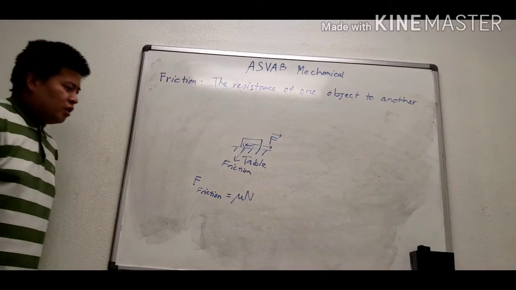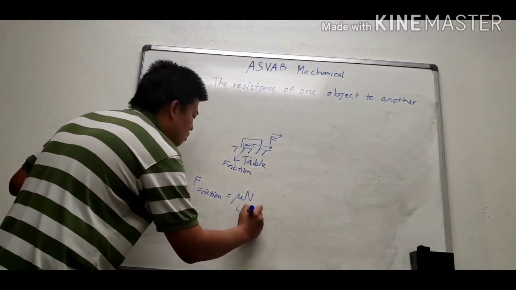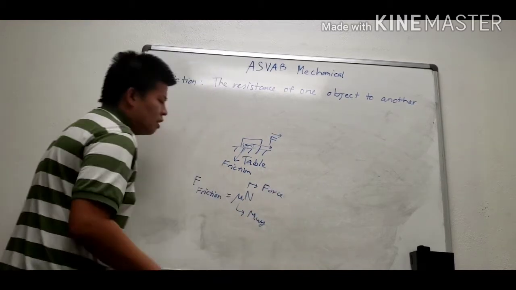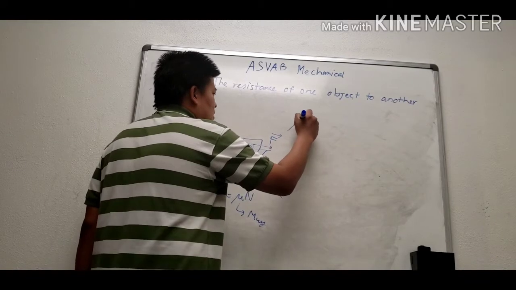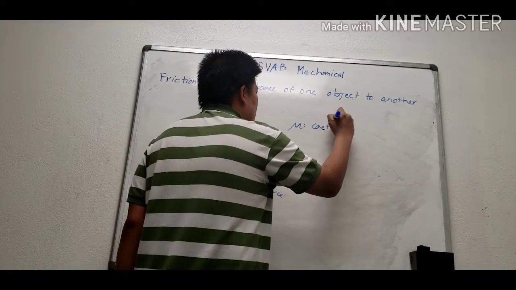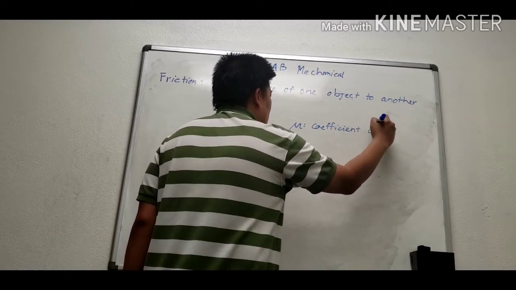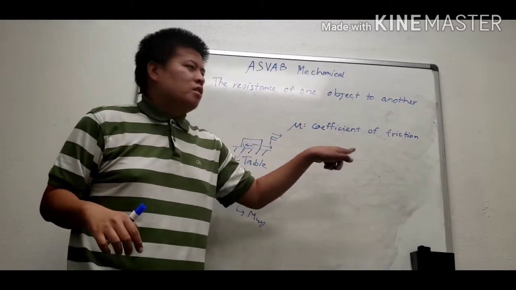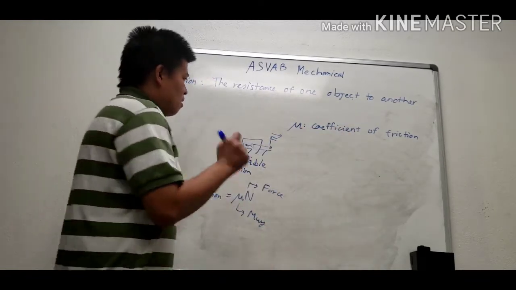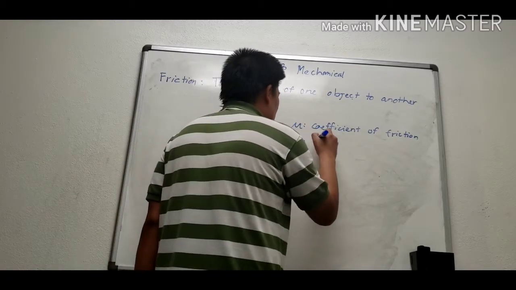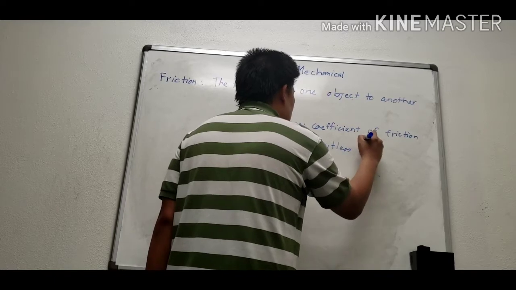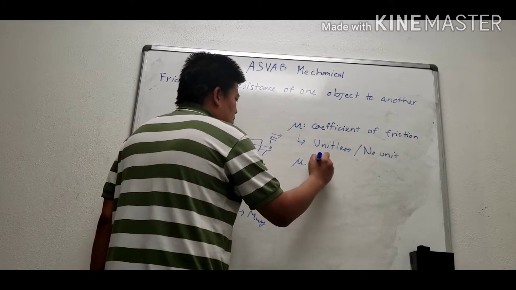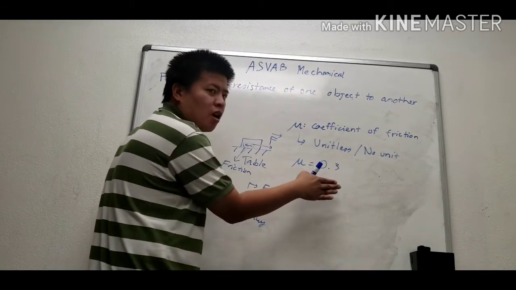Let's see the formula of friction. This is mu, and this is the force. We call mu the coefficient of friction. And the most important thing to know is that it doesn't have a unit. For example, the coefficient of friction is 0.3, but it doesn't have a unit.